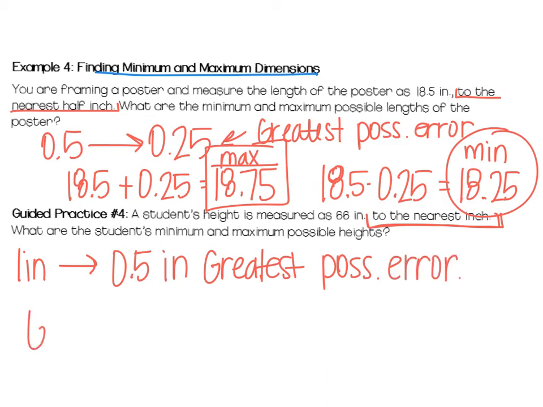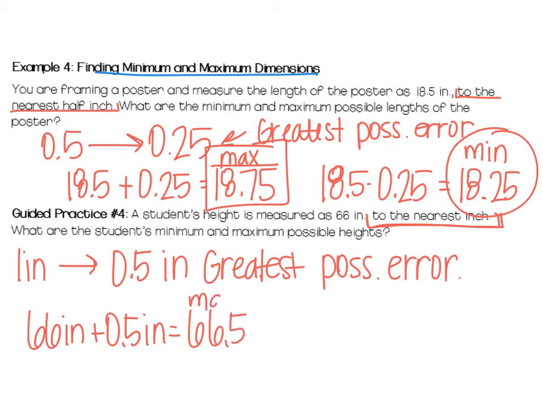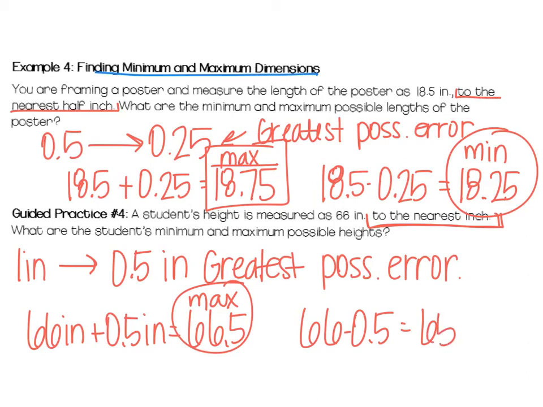So we'll take 66 inches. We'll add a ½ inch. We get 66.5 inches. That's your maximum. When you add, you get your maximum. When you subtract, you get your minimum. That's all you have to do.